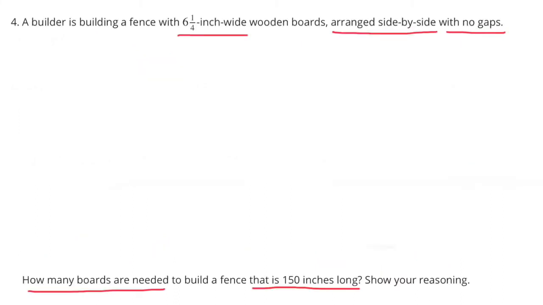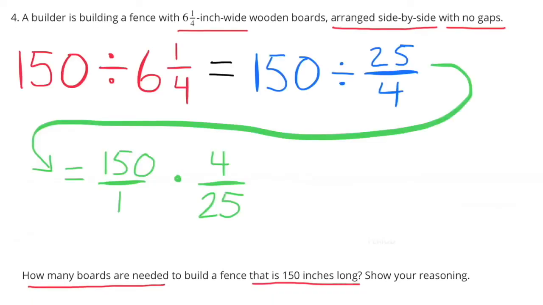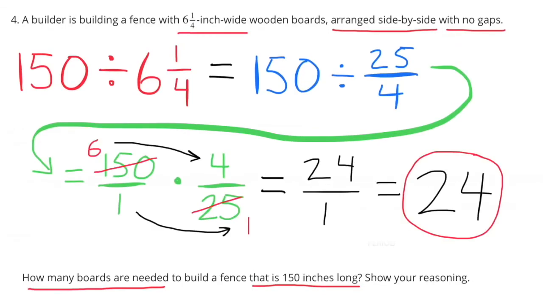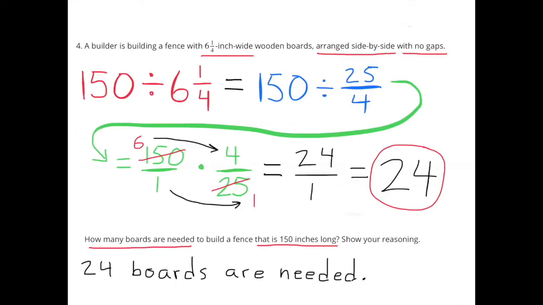Number 4. A builder is building a fence with 6 1/4 inch wide wooden boards arranged side by side with no gaps. How many boards are needed to build a fence that is 150 inches long? Show your reasoning. 150 inches long divided by boards that are 6 1/4 inches wide can be written as 150 divided by 25/4. And to find this answer, we're going to multiply by the reciprocal of 25/4. 150 times 4/25, and 150 times 4/25 equals 24. 24 boards are needed.